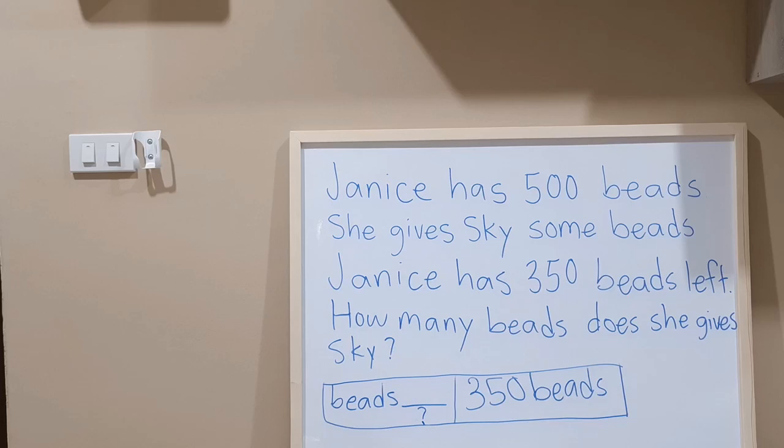670 minus 270. 0 minus 0, 0, right? And 7 minus 0 is 7. Take away 7, nothing, empty. So it's 0 again. And we have 6. Take away 2, 1, 2, you have 4. Now, that is the answer.